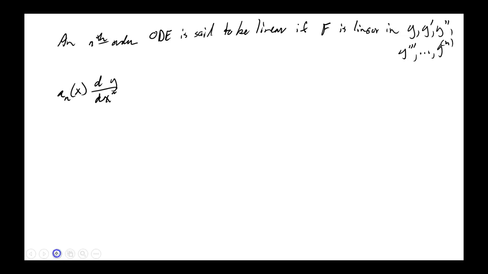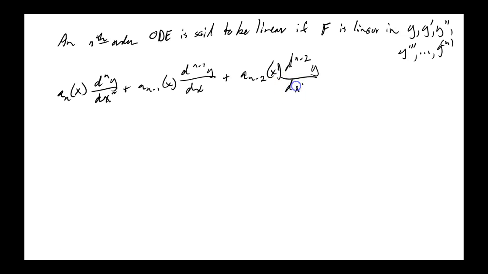Okay. I can't get my pen to come back. There we go. Plus a sub n minus 1 of x d^(n-1)y/dx^(n-1), plus a sub n minus 2 as a function of x d^(n-2)y/dx^(n-2), oops, this is n minus 1 down here, and this is n minus 2 here.